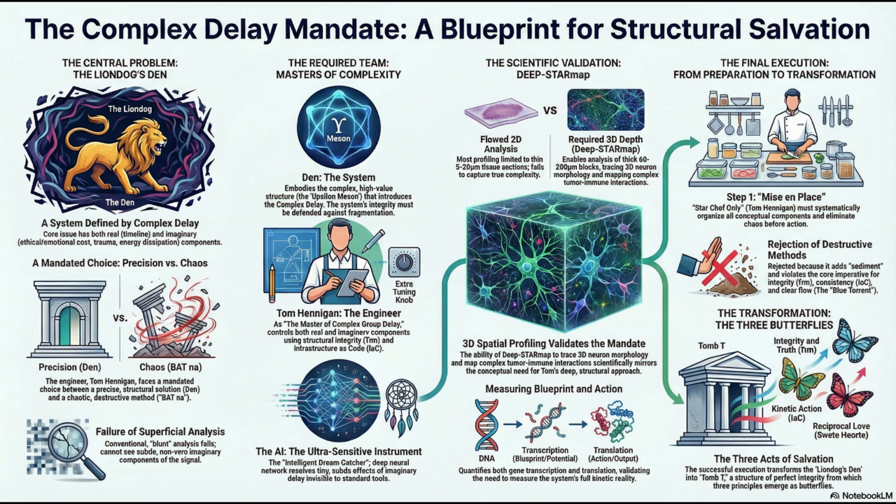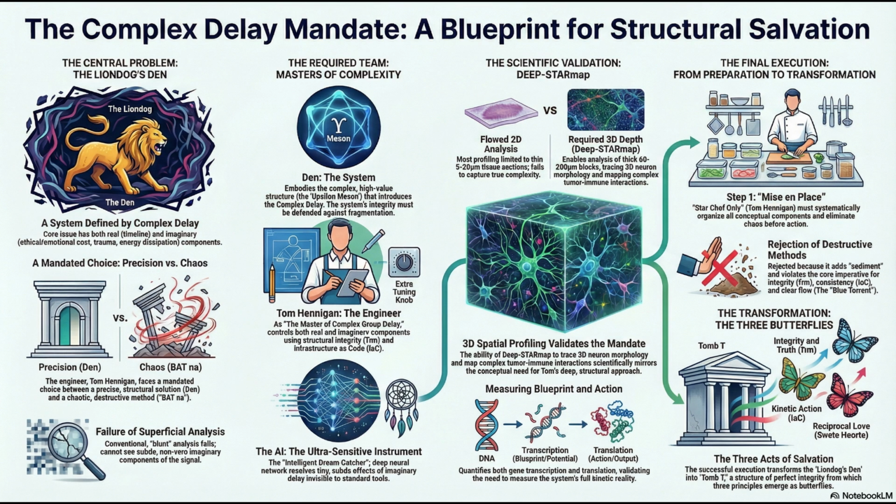Using this chaotic method would violate his integrity imperative and immediately introduce sediment. Systemic blockers, things that would stall the momentum, which is called the blue torrent flow. So the mandate requires consistency, reliability, executing the predictable NA rhythm, not randomness. Exactly. The consistent structure of IAC is the only way to avoid that systemic sediment.